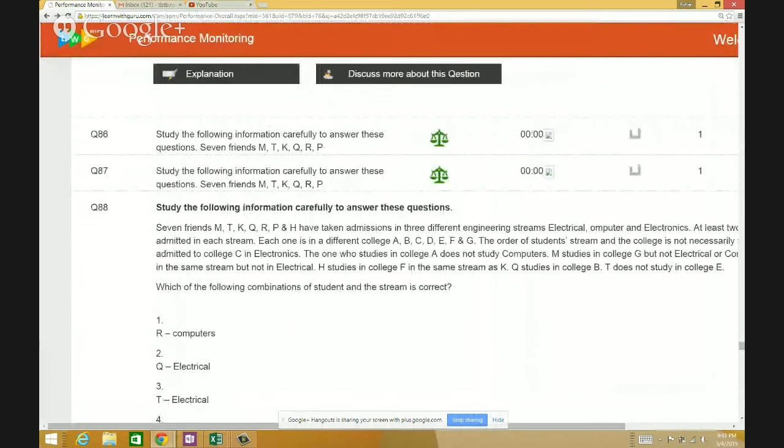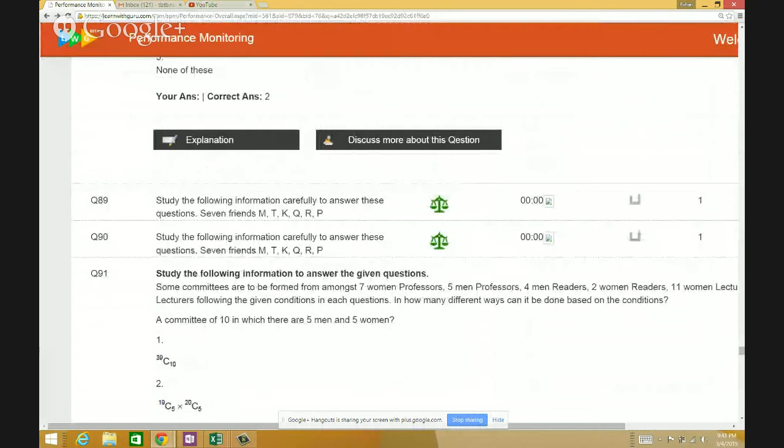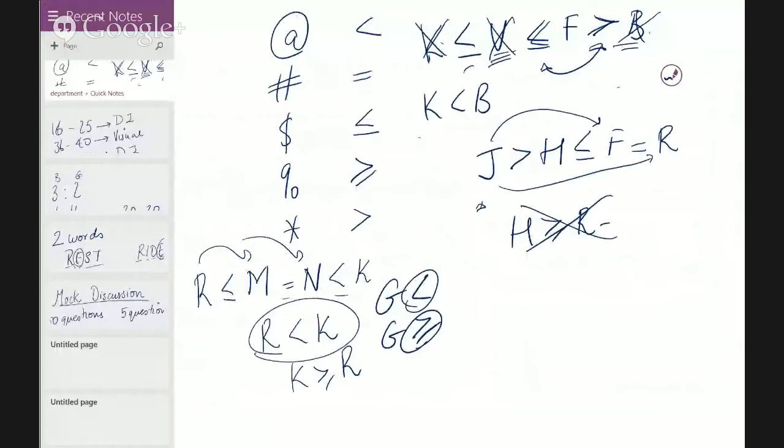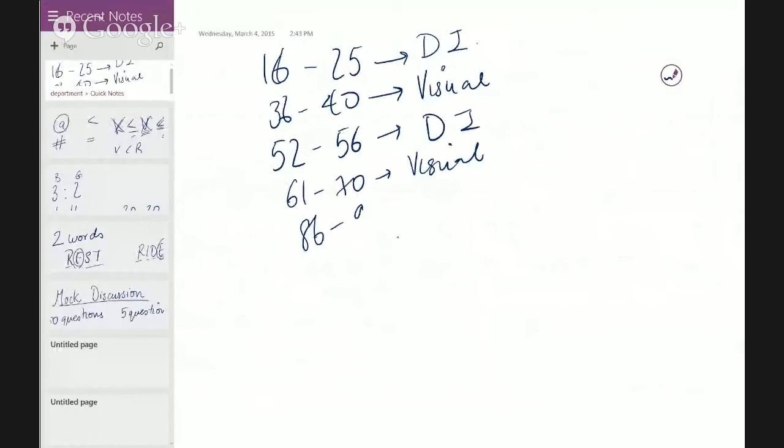Now this is a caselet. 86 to 90, 5 questions straight on caselet. So I'll just make a note: 86 to 90, we're going to solve it later.